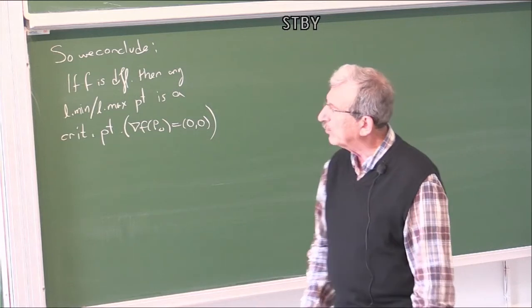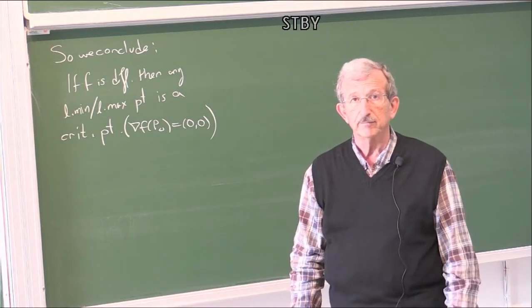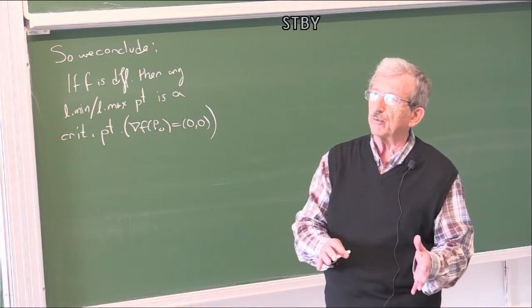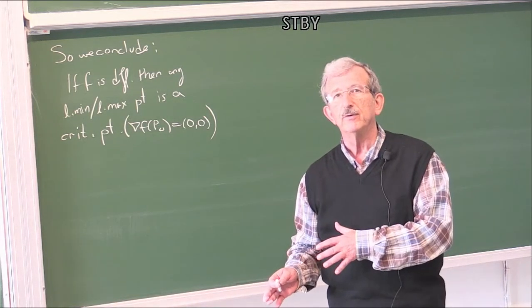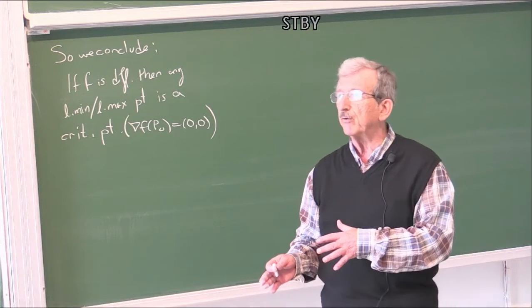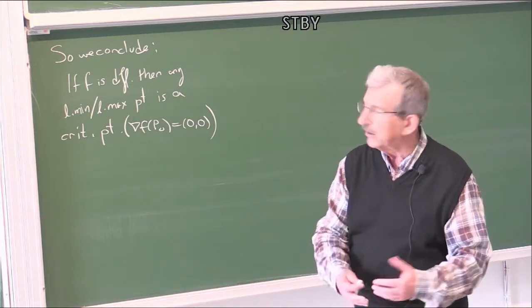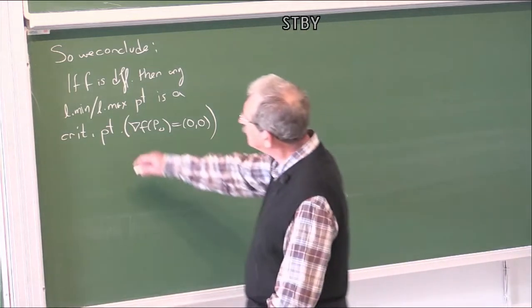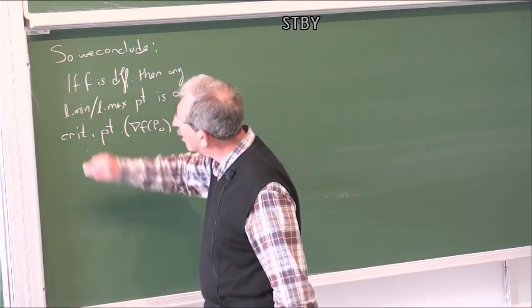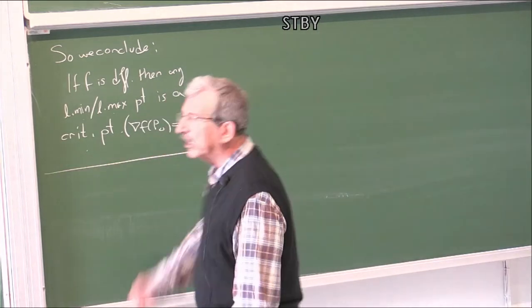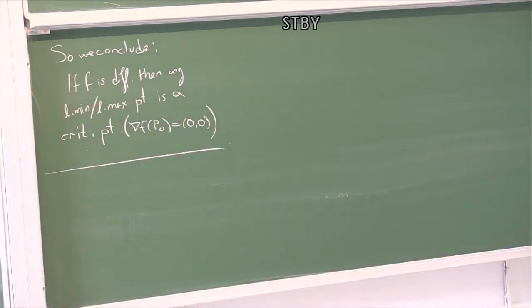But here, those tests are not that easy, because we don't have before x0 and after x0. P can approach P0 in infinitely many ways, so we have some difficulties there. But still, such points are among critical points. So this is one result, which is still correct for functions of several variables.